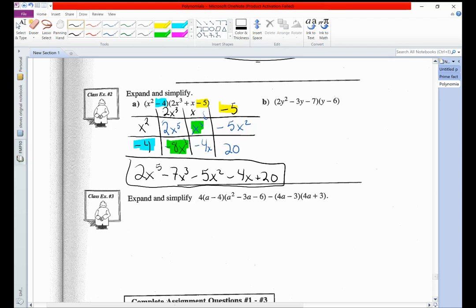The other way to do it is to use your distributive property. So you can see here in question B, I have 2y squared minus 3y minus 7, all multiplied by y minus 6. So I'm going to start with the brackets with the lowest number of terms. So I'm going to start right here with this one, and I'm just going to say this y is going to multiply by every term in that bracket.